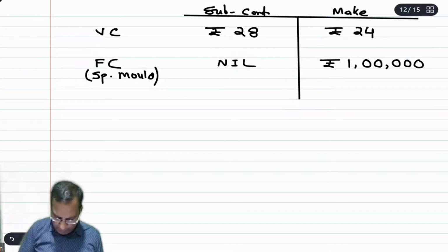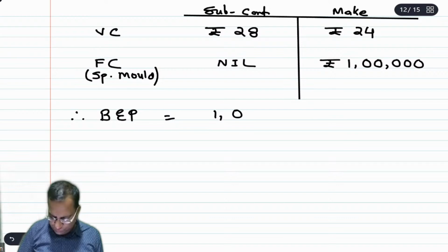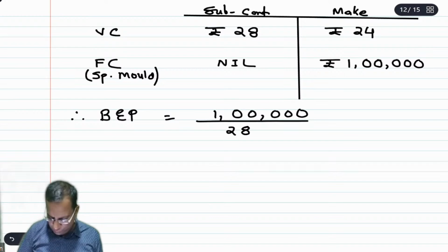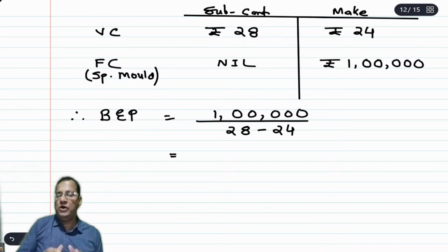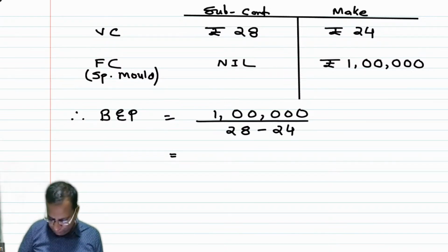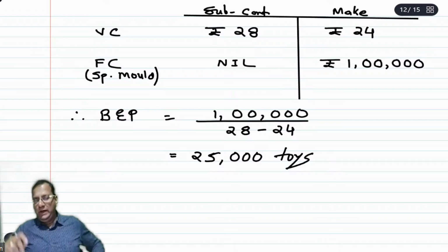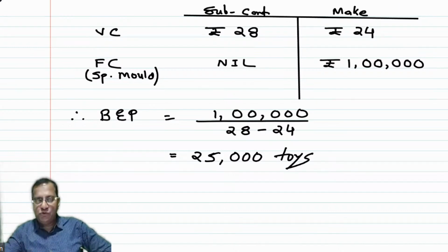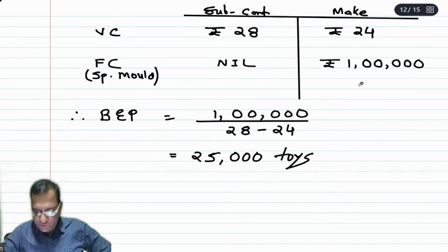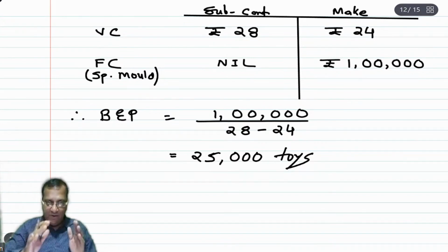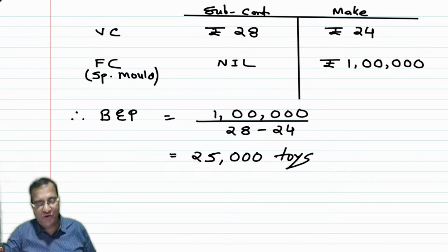Therefore, we can find out a break-even point. The excess cost is rupee 1 lakh, while the benefit is rupee 28 minus 24. So how many units do we have to manufacture in-house in order to recover this 1 lakh rupee? It's 25,000 toys. If we manufacture less than 25,000 toys, we will not be able to recover the fixed cost of rupee 1 lakh. So the minimum capacity needed to justify the manufacturing of the toy is 25,000 toys.